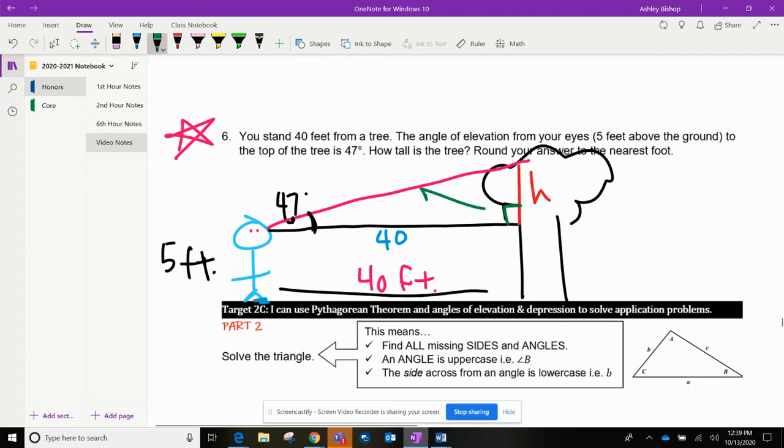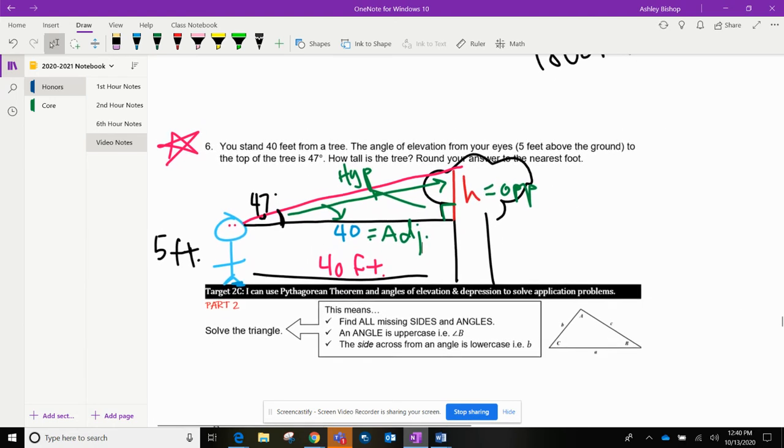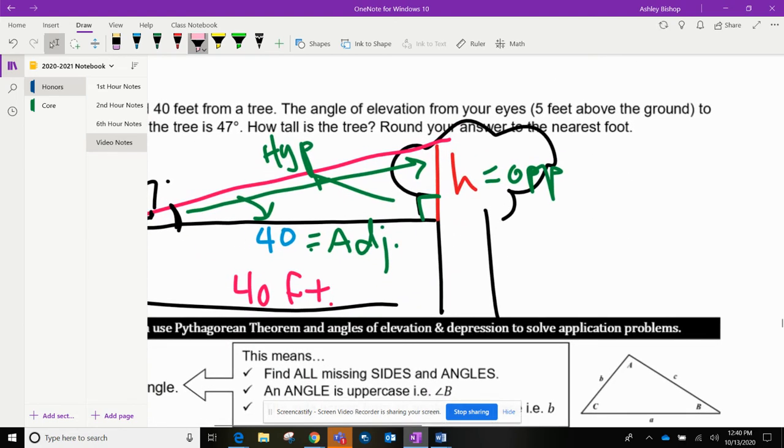And this side over here is my hypotenuse. My angle of 47 is my reference angle. So opposite from that is my H. And then my last side is my adjacent side. Okay, so I have all of those. And I'm going to, again, need to solve for H. So the pieces of information I have are my adjacent and my opposite.